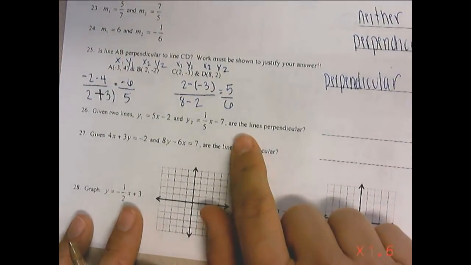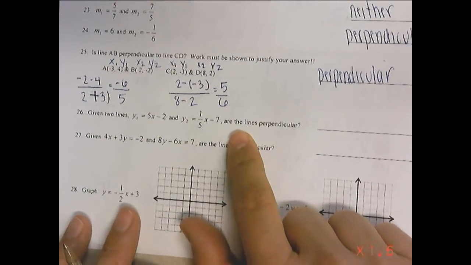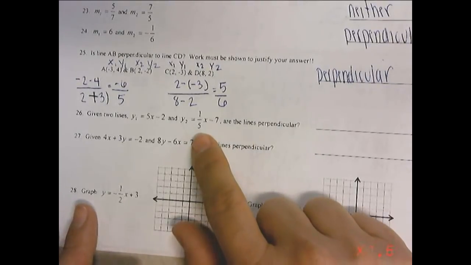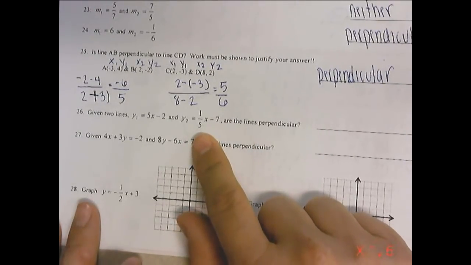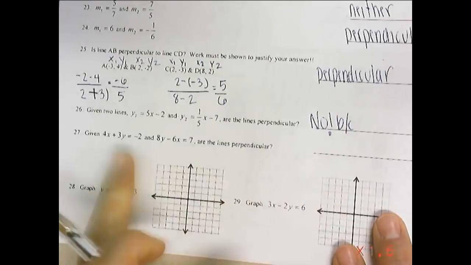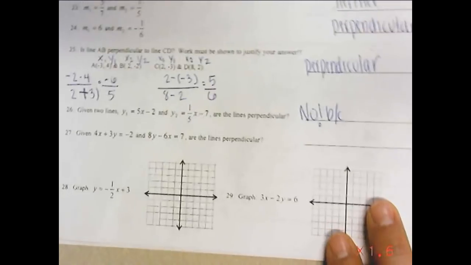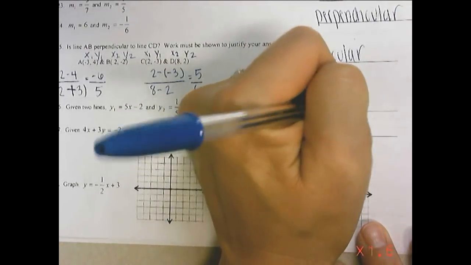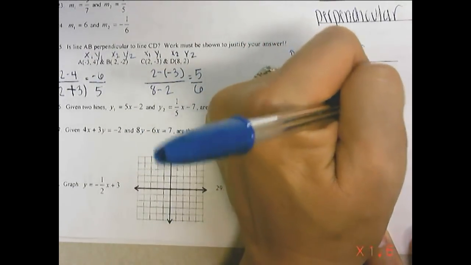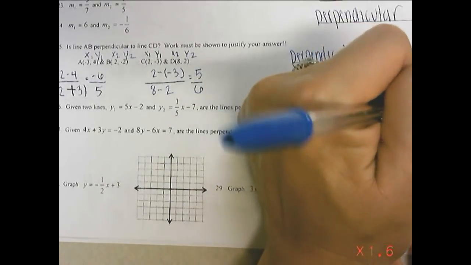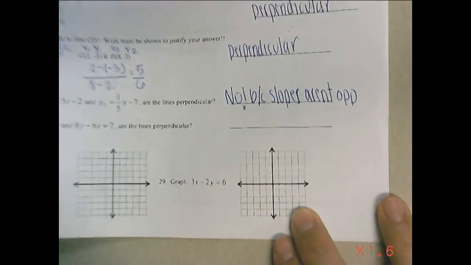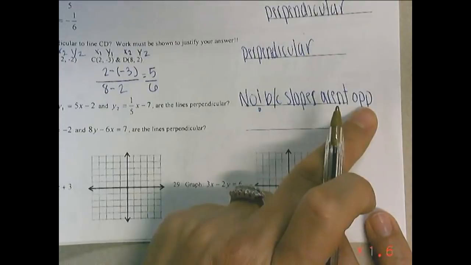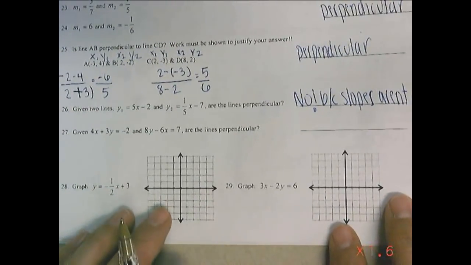All right, are these lines perpendicular? No, because the slopes aren't opposite. They are reciprocal, but the slopes aren't opposite. All right, they are reciprocals, but they aren't opposite. And then are these lines perpendicular?